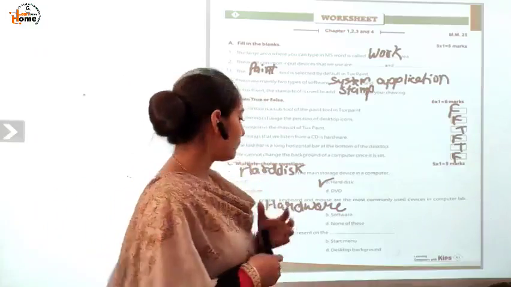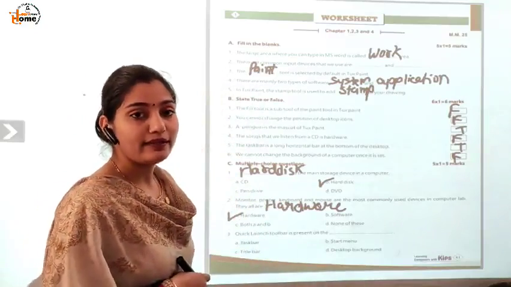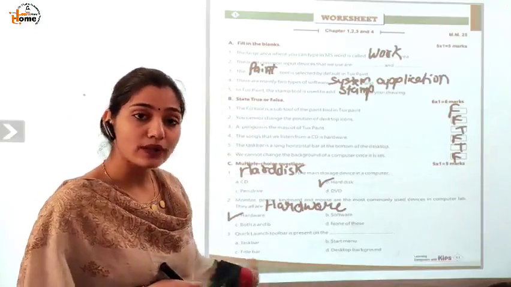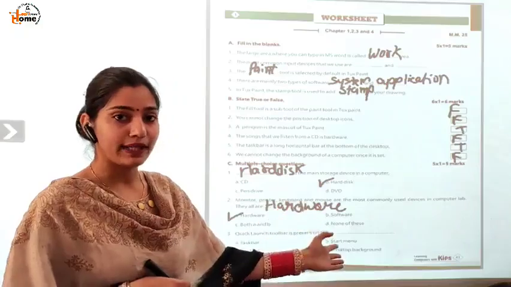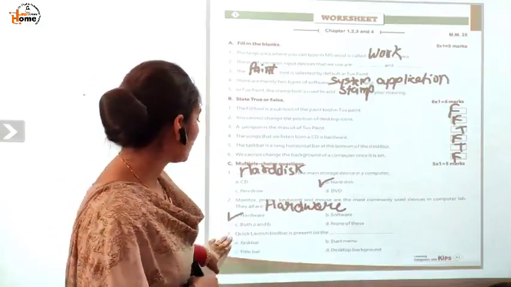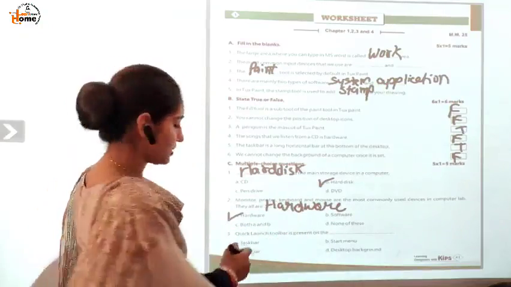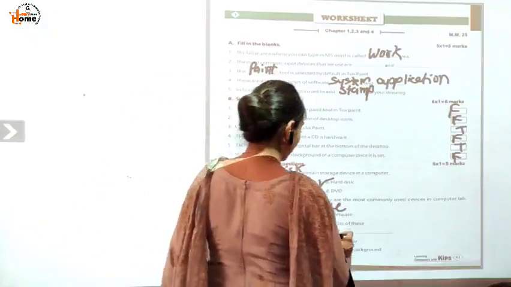Okay, and where is it located? It is located in the taskbar. Near the start button, all these icons are displayed. You can simply click on an icon and open anything. The quick launch toolbar is present on the taskbar. Option A is correct: taskbar.